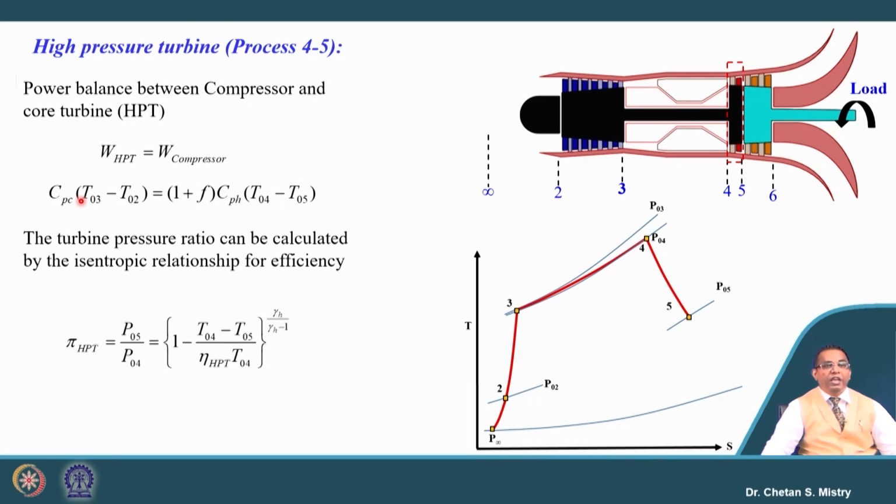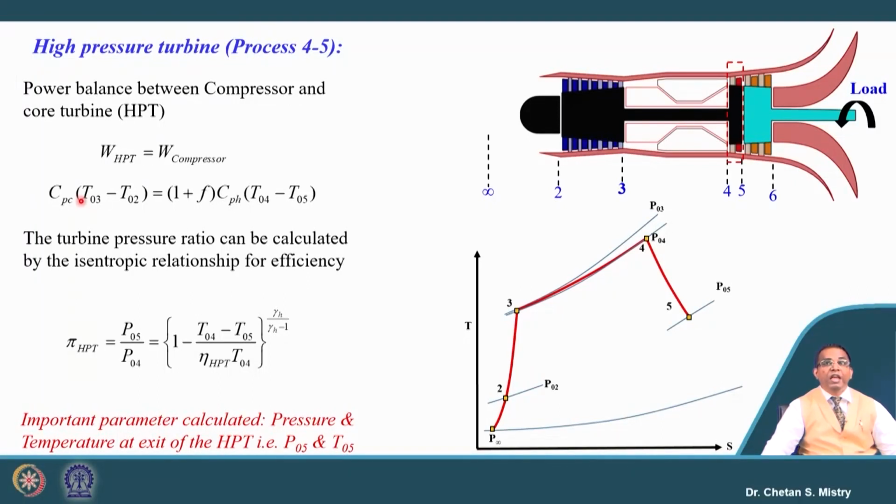Based on this, we can calculate the temperature at the exit of our HP turbine. And in order to calculate the pressure, we have information about the efficiency of this HP turbine, and that will be helpful to us in order to calculate the pressure and the temperature at the exit of the HP turbine. Now, here let me put the point.